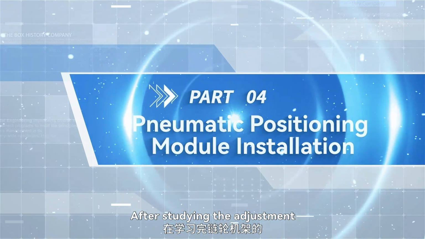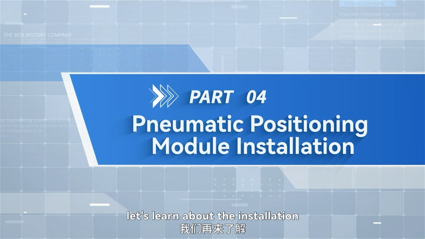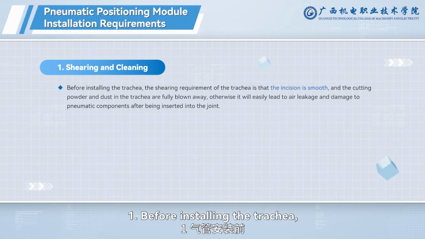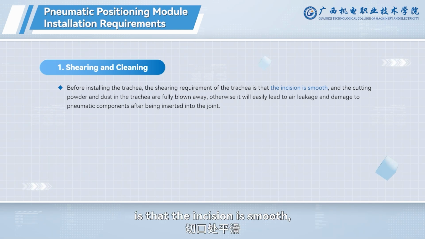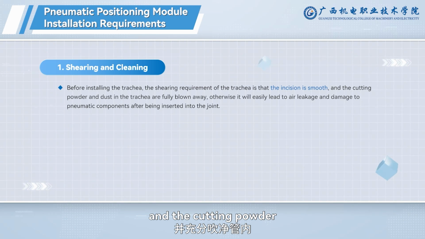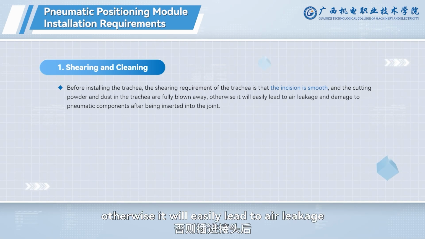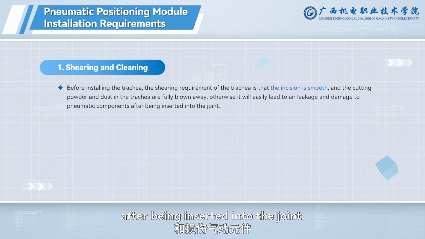After studying the adjustment and connection of the sprocket frame, let's learn about the installation of the pneumatic positioning module. 1. Before installing the trachea, the shearing requirement of the trachea is that the incision is smooth, and the cutting powder and dust in the trachea are fully blown away. Otherwise, it will easily lead to air leakage and damage to pneumatic components after being inserted into the joint.